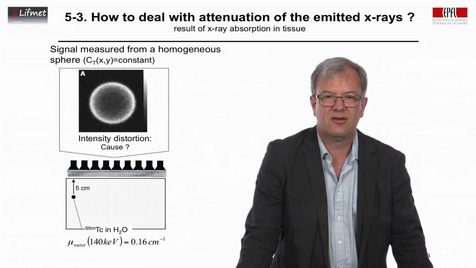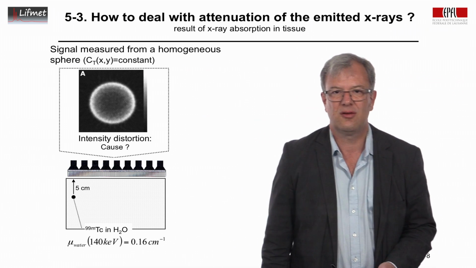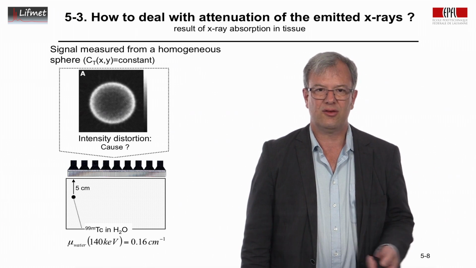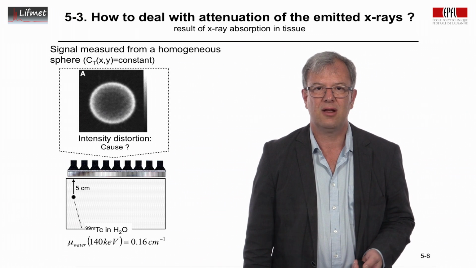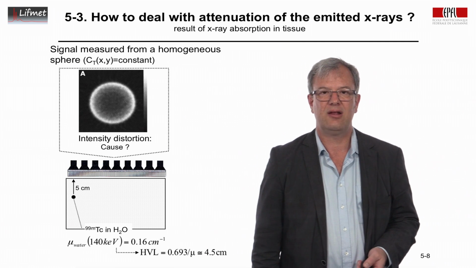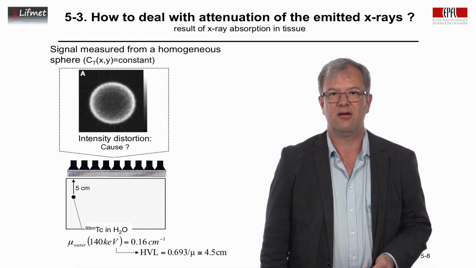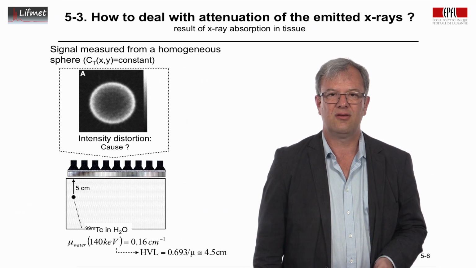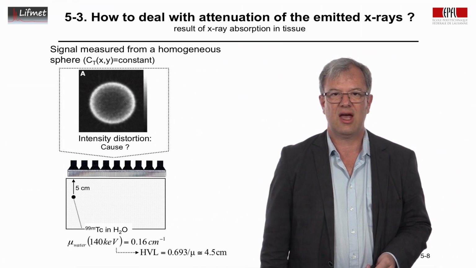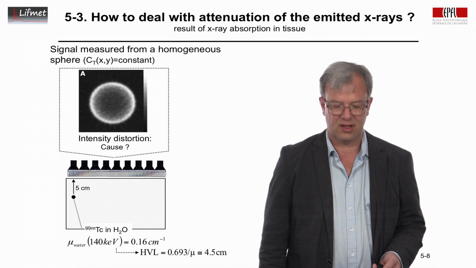So a linear attenuation coefficient expressed in per centimeter, 0.16 per centimeter, is not very intuitive, and so it makes much more sense to understand the numbers that we're going to provide by looking at the half value layer. So we have seen that the half value layer is 0.7 divided by mu, and in this case the half value layer is 4.5 centimeters for technetium in water. So if we're 5 centimeters away, we should essentially have a reduction of the signal that is a bit more than half of the signal.